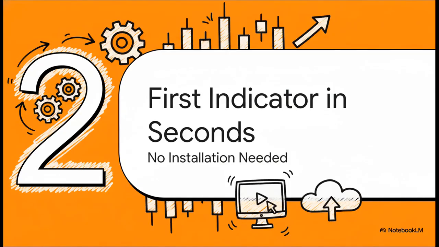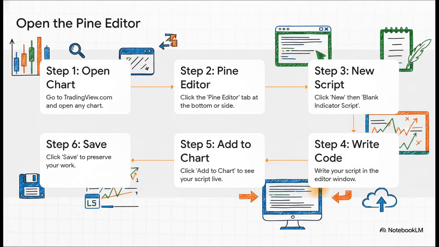Okay, that's enough theory. Let's get our hands dirty. The best part is you can write and run your very first indicator without installing a single thing. No, seriously, it is this easy. You just open any chart on TradingView, look for the Pine Editor tab at the bottom, and you're good to go. There's no complicated setup, no downloads. Your web browser is all you need. In probably less than a minute, you can have a blank script open, just waiting for your first idea.